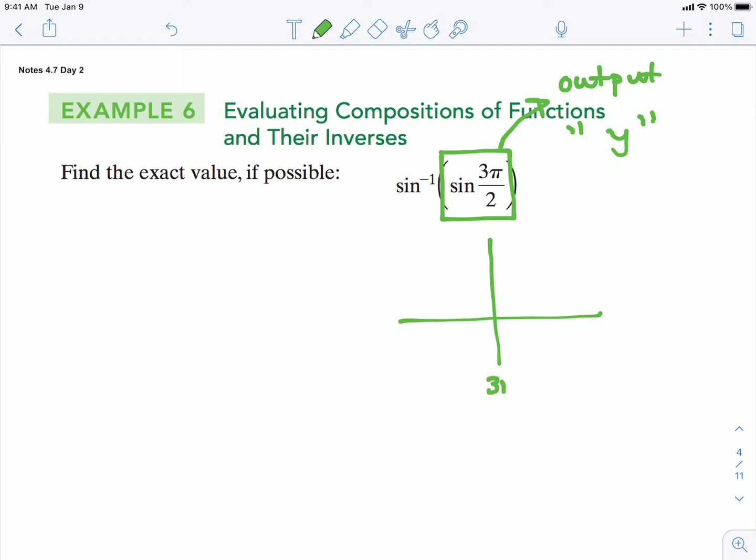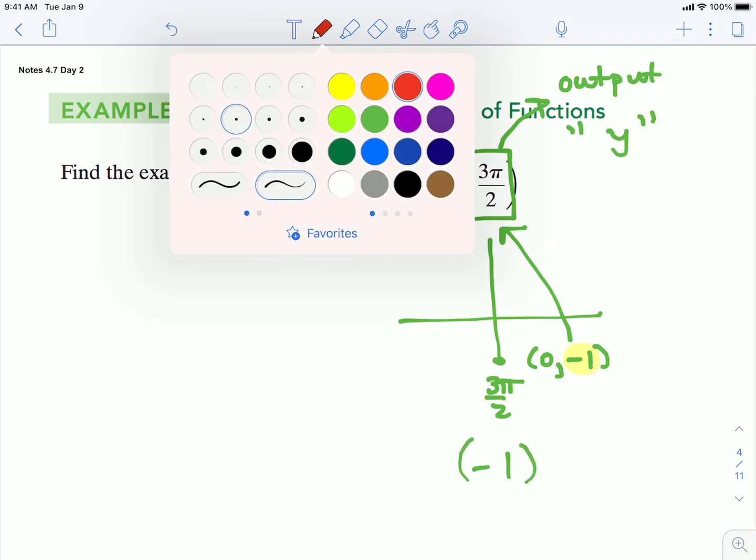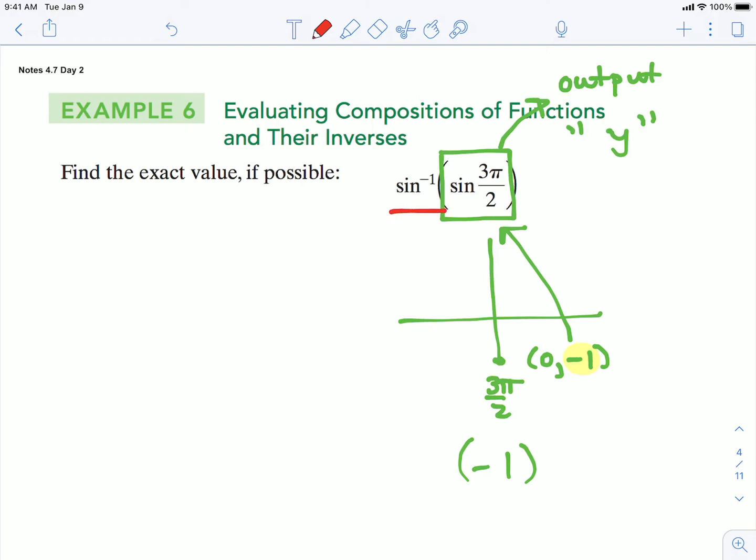So down here is 3 pi over 2. The ordered pair is over 0, down 1. And we're looking for the y. So our y is negative 1. So this answer right here for that green piece is negative 1. Now I'm going to go out to the sine inverse of negative 1.